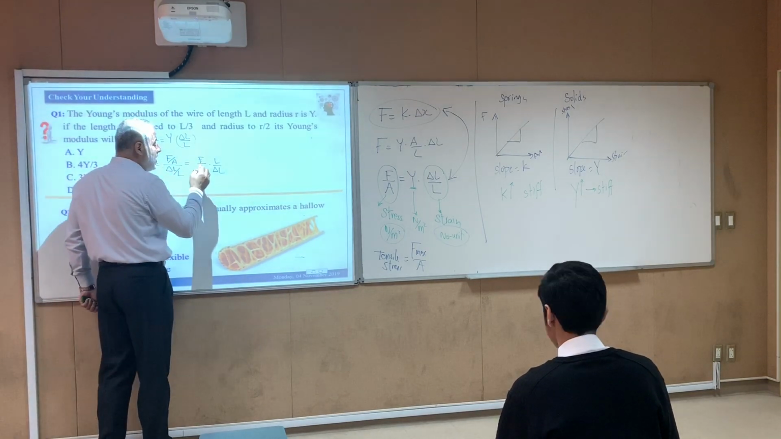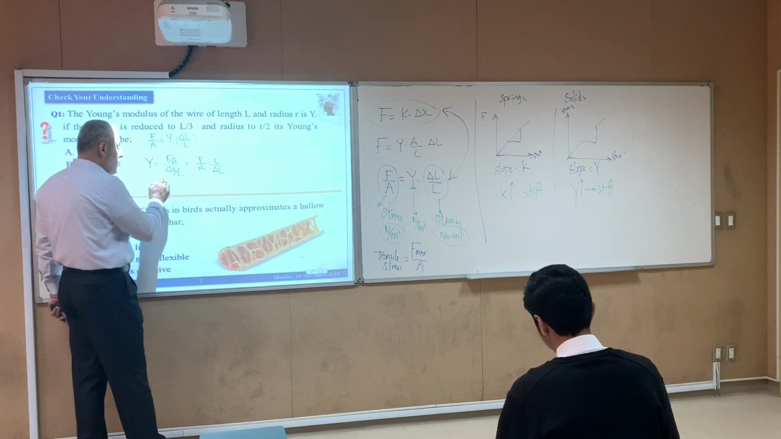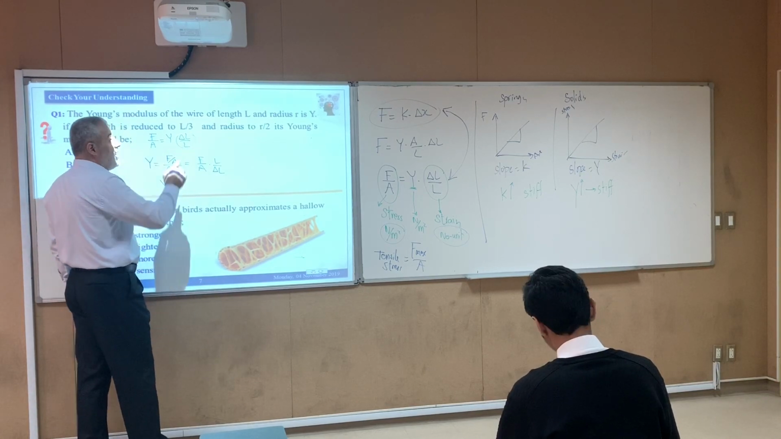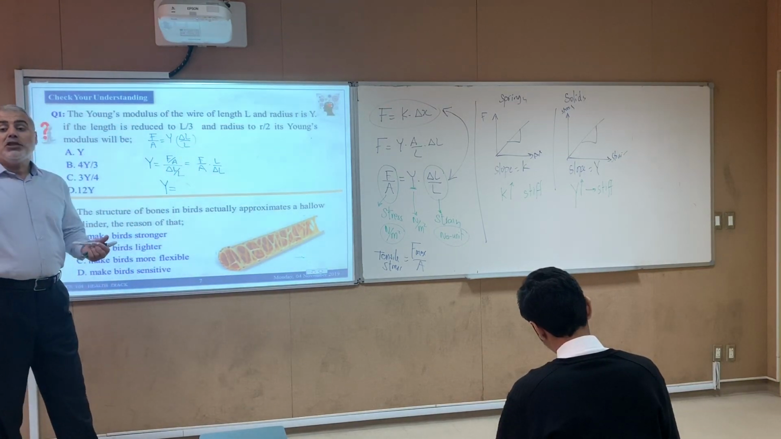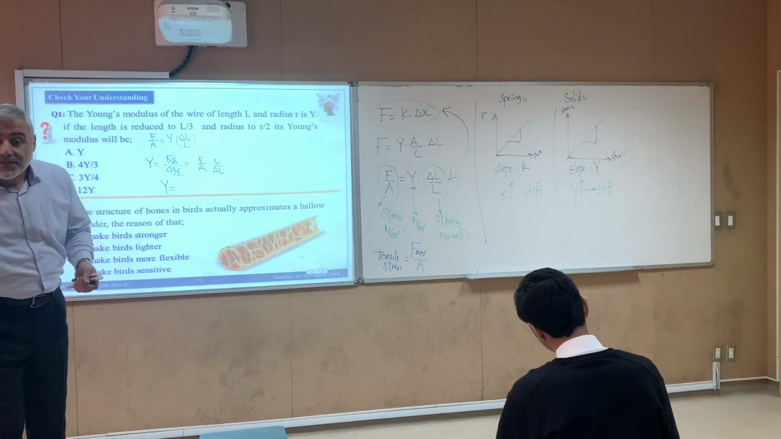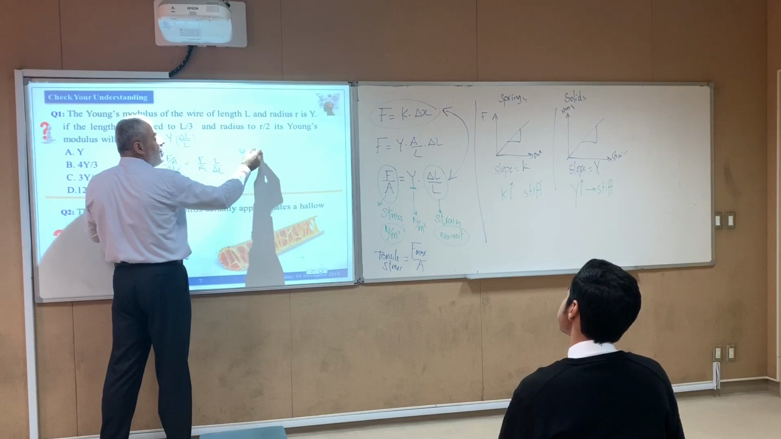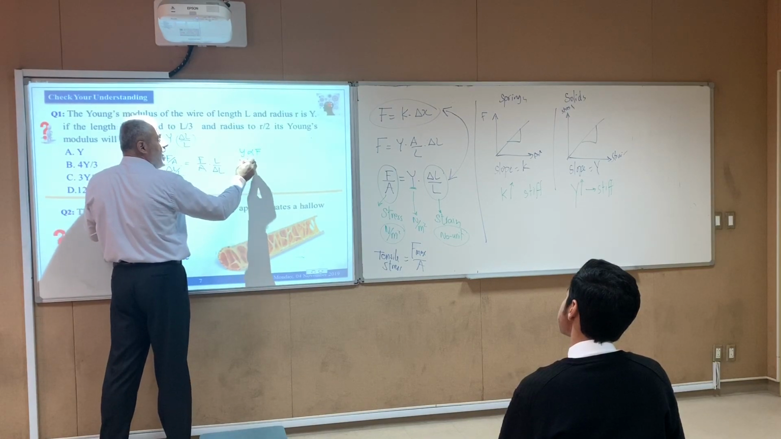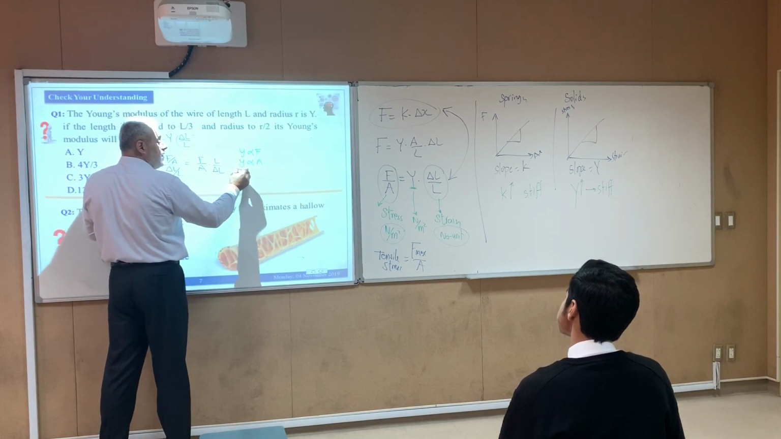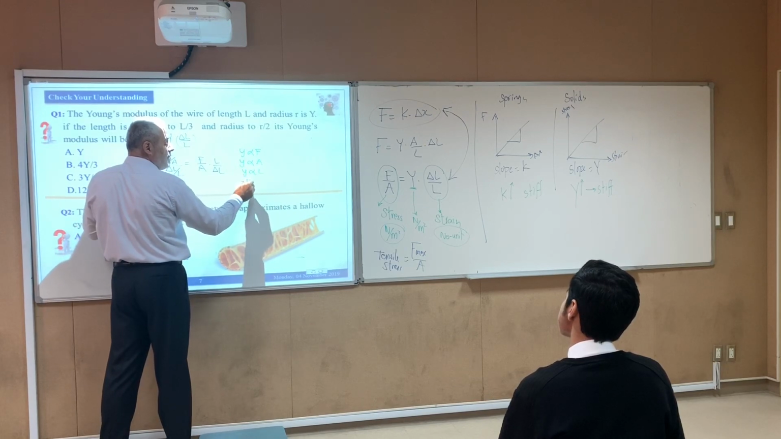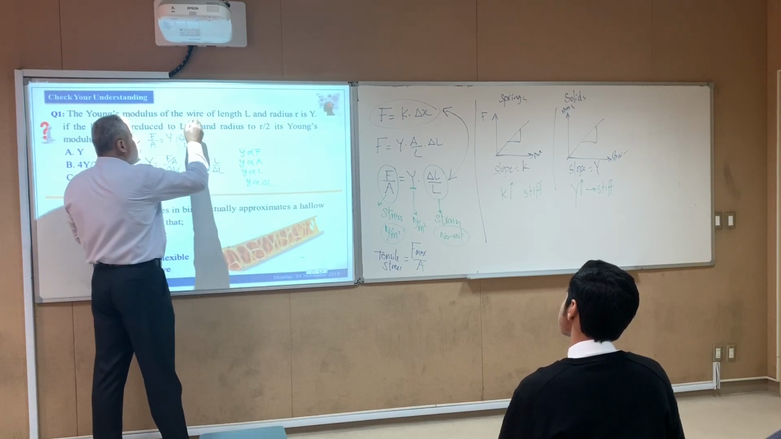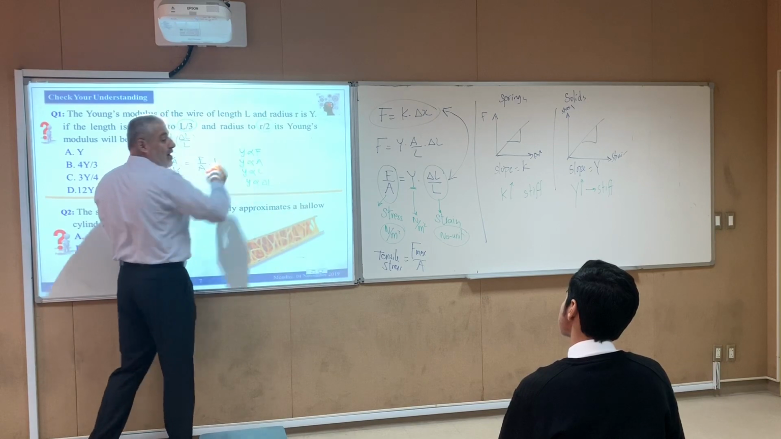Okay, I will write the following. Y equals... In the question, he changed two factors. You should know that Y depends on F, Y depends on A (area), Y depends on L, and Y depends on delta L. He changed what? L and R.